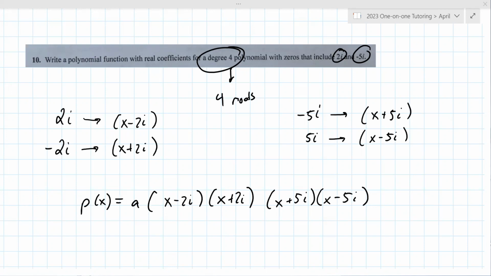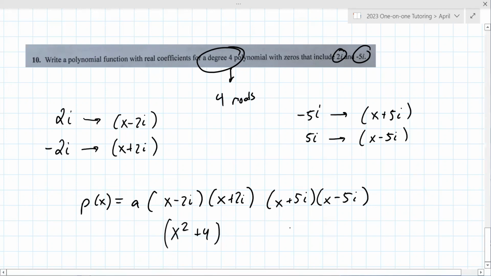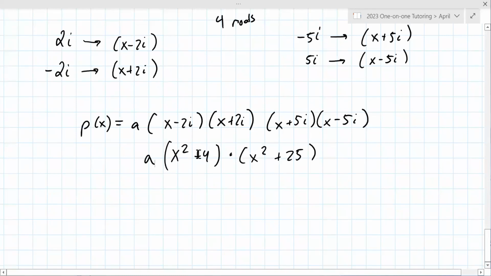I got x squared plus 4. That is correct. Very good. The one on the right is x squared plus 25. If you stare at them long enough, you'll see a pattern there, maybe. It's not necessary, but it'd be good to maybe know that to save some time. We're not done though. You have to FOIL these. Do you want to do that for us too?